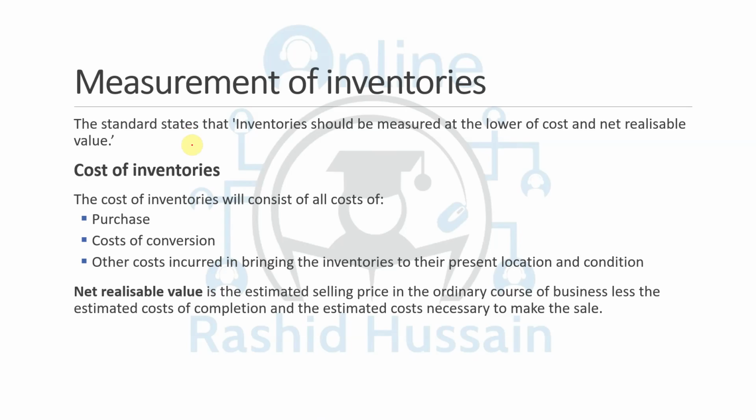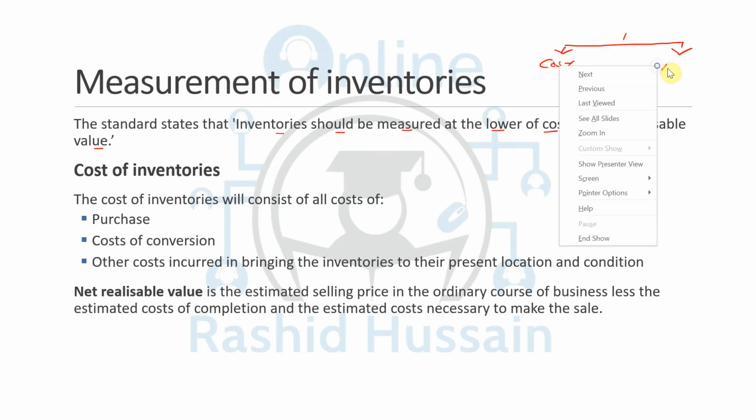Here, there is only one measurement principle defined by IAS-2, which states that inventories should be measured at the lower of cost and net realizable value. So you need to compare two amounts, and whichever is lower, you record your inventory at that amount. So it's basically two figures: we have the cost figure, and then we have the NRV, which is known as the net realizable value. It's one of the most important things within IAS-2.